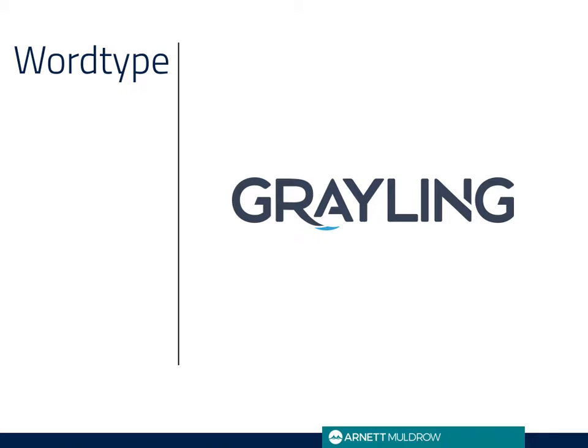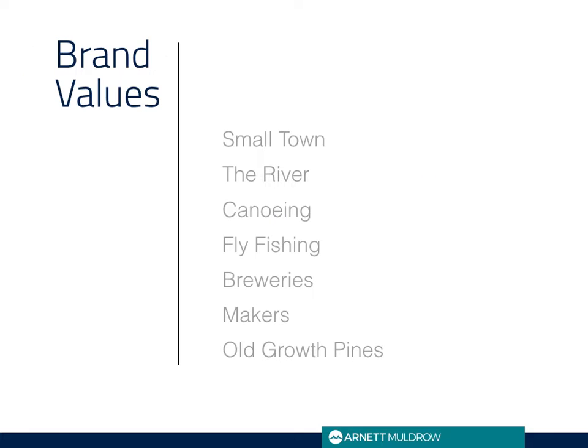Does that make sense? Okay, so we've looked at colors, we've looked at typefaces, we've seen the evolution of the word type, and then the next thing I always like to hit on is some of the brand values, the things that kind of contribute into what we're looking for. Heard a lot of people talk about small town. You want to maintain that small town feel. The river is of huge importance. Canoeing is a big draw, especially with the marathon. Fly fishing is an interesting activity that helps to expose Grayling to a more affluent visitor.